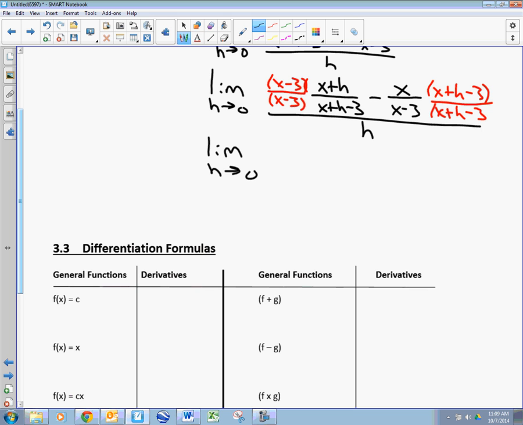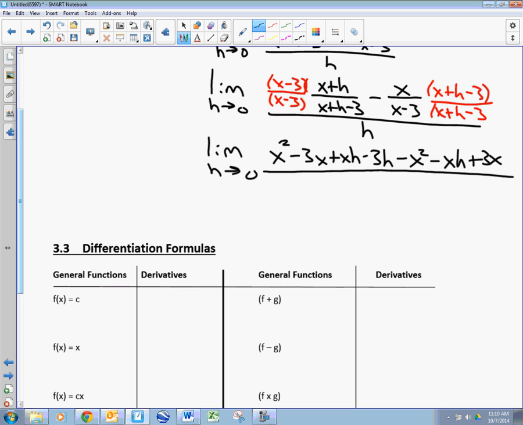All right. So we multiply it out. We got to FOIL that. We get an x squared. Then what? Sure, minus 3x plus xh minus 3h minus x squared. All over x minus 3 times x plus h minus 3, all over h over 1, but multiplied by the reciprocal, and you get that h in the denominator.